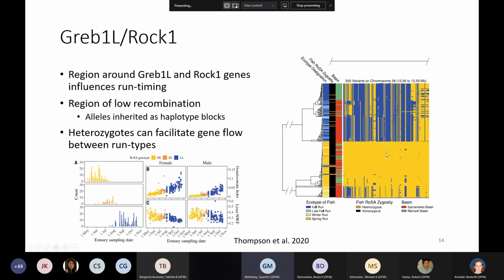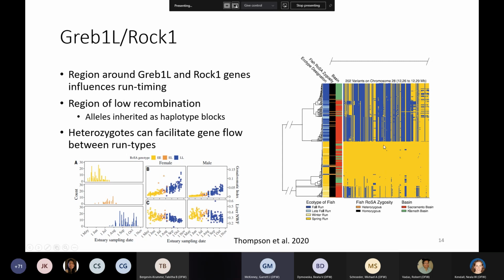And on this figure on the right, that gives a clearer idea of what's going on. The rows are individuals. The columns are 202 markers that were found to be associated on chromosome 28. They're color-coded, with early run alleles as yellow and late run alleles as blue. And you can see for these spring and winter run individuals, which are the bottom half, there's a lot of the early run alleles. And we tend to see the same patterns for all the individuals.